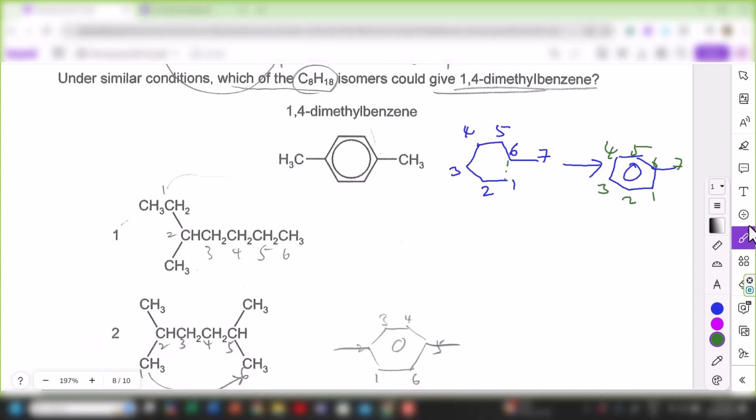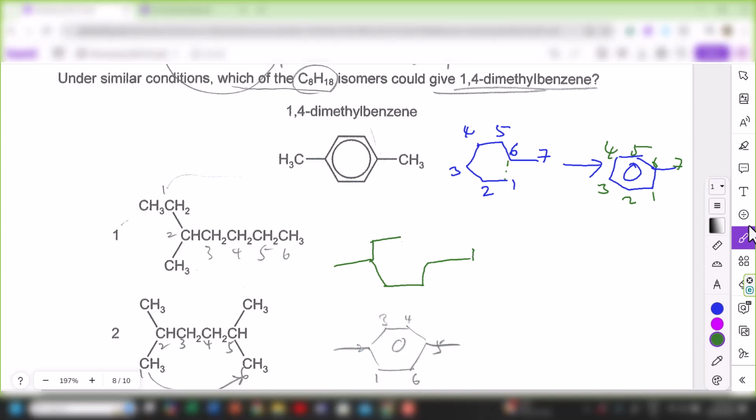Now, option 1. How can I draw it out in such a way that I can get 1,4-dimethylbenzene? How is it possible? Or is it even possible? So I can have a 6-membered ring, something like this. Let's see how I could draw it out in the most convincing way. Maybe like this, like this, something like that. Let's see if this makes perfect sense. I'm just going to try it out.